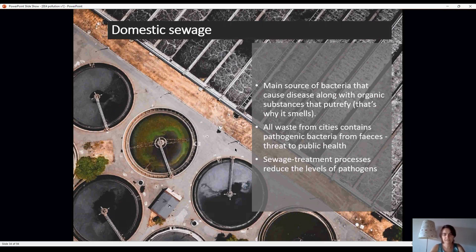But I just want to put an idea in your mind for a minute, which is the amount of waste which is produced by a city. If you take a big city, there's a lot of waste being produced, a lot of solid waste, but also a lot of liquid waste, a lot of waste going into the sewage system.